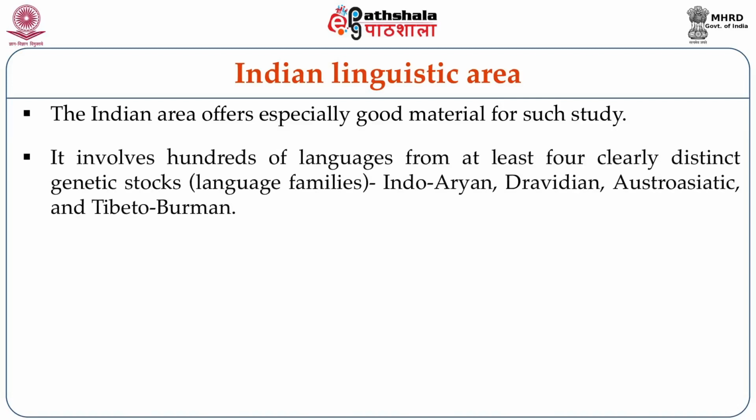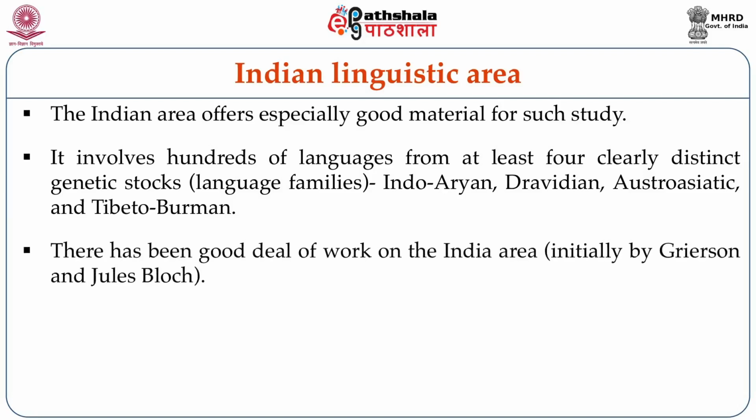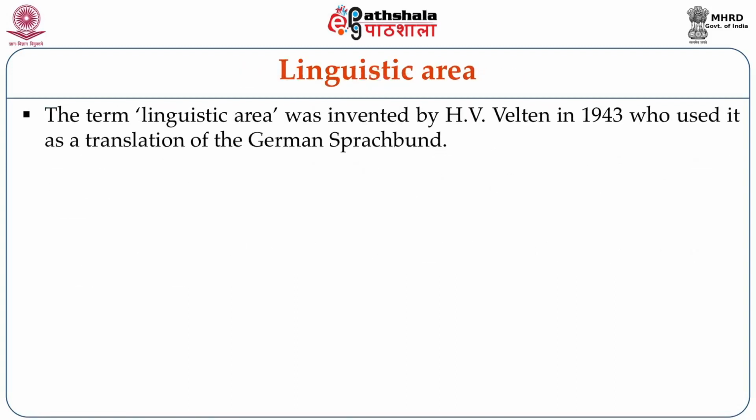It involves hundreds of languages from at least 4 clearly distinct genetic stocks or language families: Indo-Aryan, Dravidian, Austroasiatic, and Tibeto-Burman. There has been a good deal of work on the languages of this area, including Grierson and Jules Bloch, who were the earliest ones to consider that India is a linguistic area. The term linguistic area was invented by H.V. Welton in 1943, who used it as a translation of the German Sprachbund.